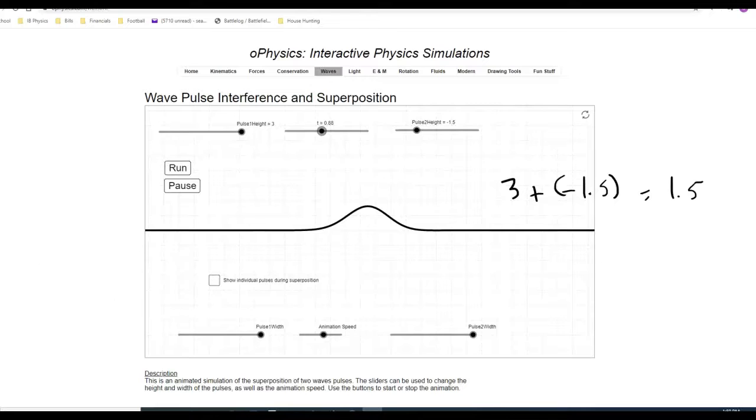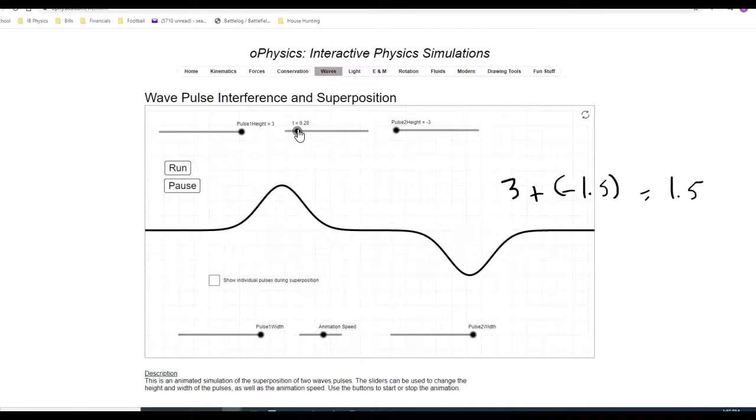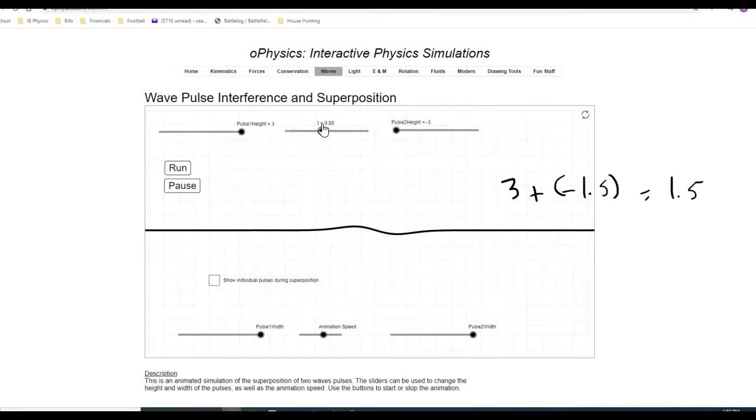Now, it's also possible when you have destructive interference to get completely destructive interference. If they're both the same size, but one is positive and one is negative, when they combine, they completely cancel out. And that's kind of what you can see right here. This is completely destructive interference. So this would be destructive.